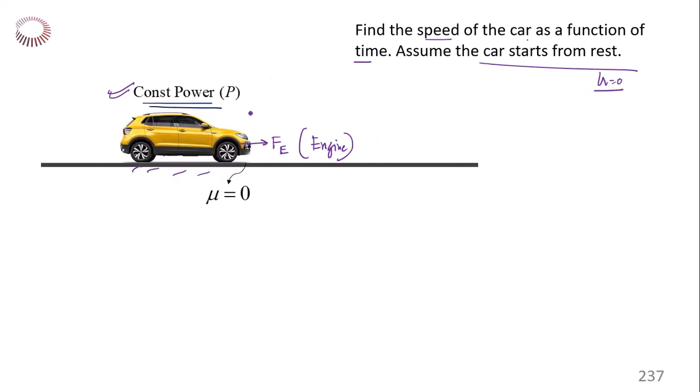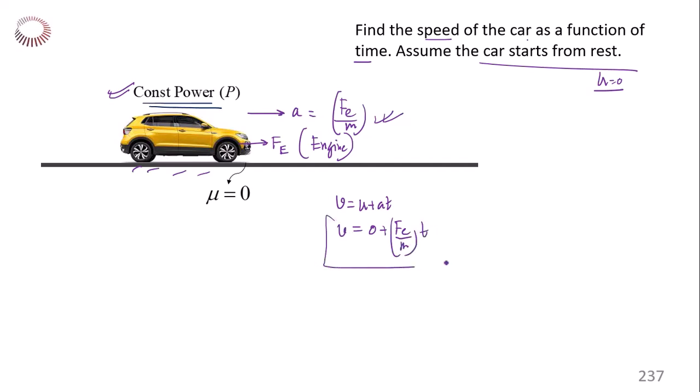Corresponding to that, the acceleration produced by this engine force should be equal to Fe by m. So in time t, what should the velocity be? After time t it should be equal to a into t. So the velocity after time t should be equal to u plus at. Since a is constant, I can write 0 plus a, meaning Fe by m, into t. So this is the velocity produced.